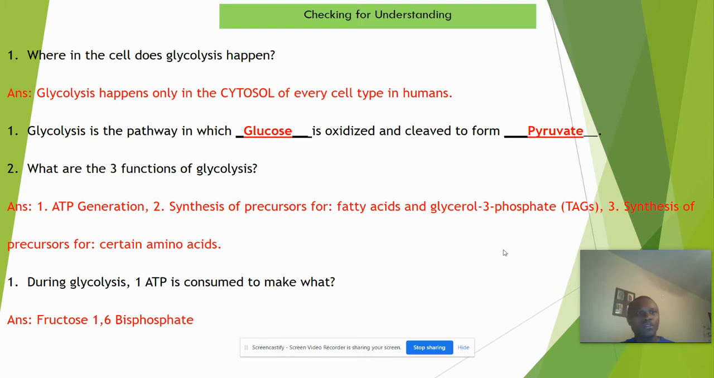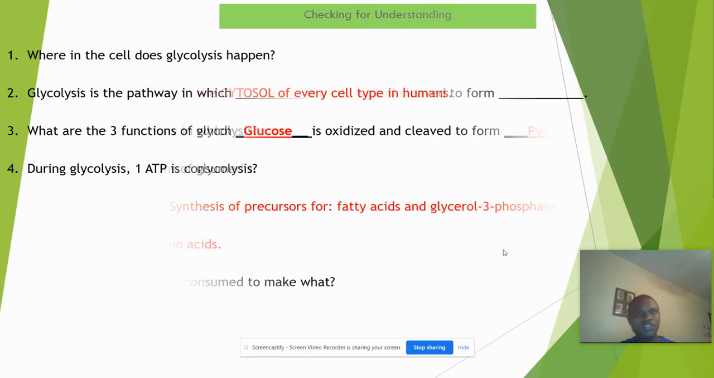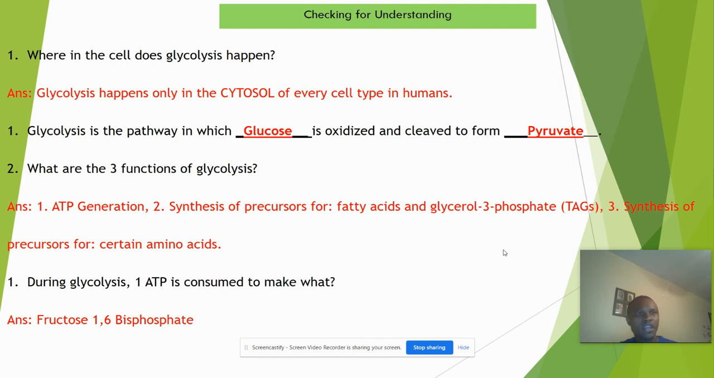Now, first of all, if we look at the first question, where in the cell does glycolysis happen? Glycolysis happens in the cytosol of every cell in humans. Again, the cytosol is the location in which glycolysis happens. Now, the other one is glycolysis is the pathway in which glucose is oxidized and cleaved to form pyruvate or pyruvic acid. What are the three functions of glycolysis?